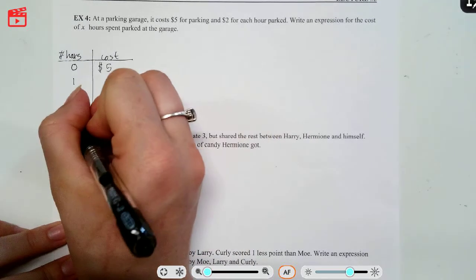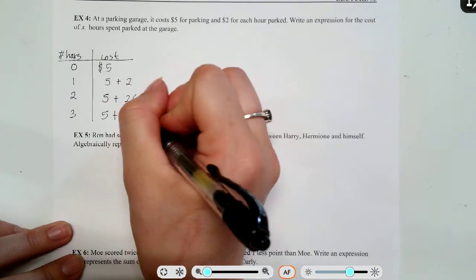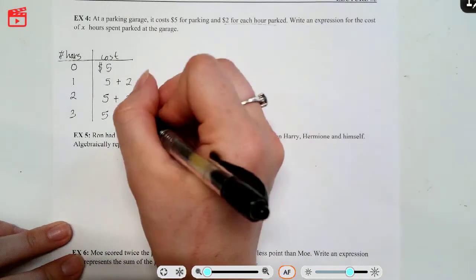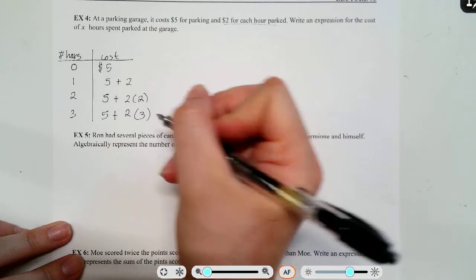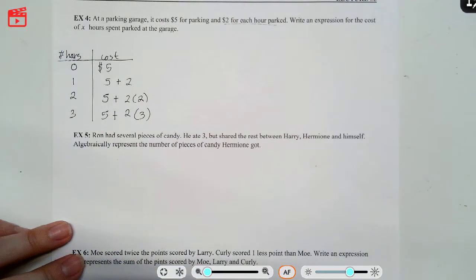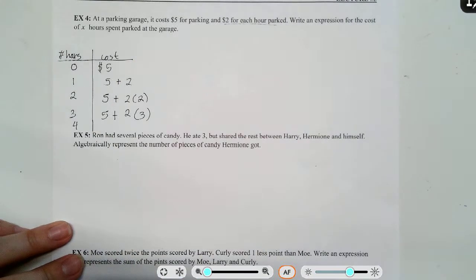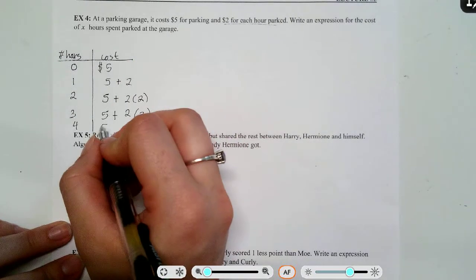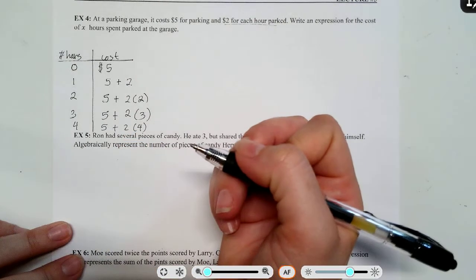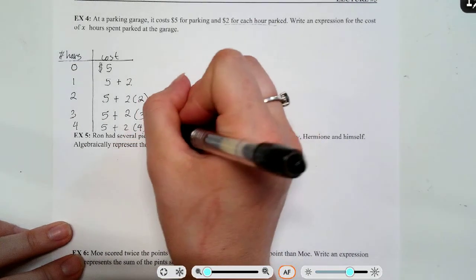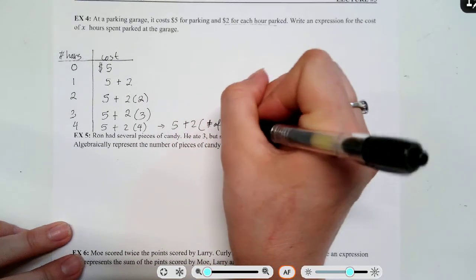What if you spent 3 hours there? Well, it's the flat rate of $5 plus $2 for each hour. And how many hours did you spend there? 3. So maybe you're noticing a pattern here. Go ahead and try to see what it would look like for 4 hours. Well, for 4 hours, following this pattern, it's just going to be 5 plus 2 times the number of hours. So another way of writing it is just going to be 5 plus 2 times the number of hours.